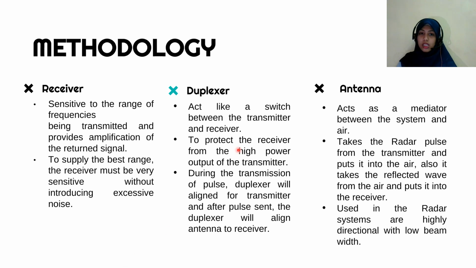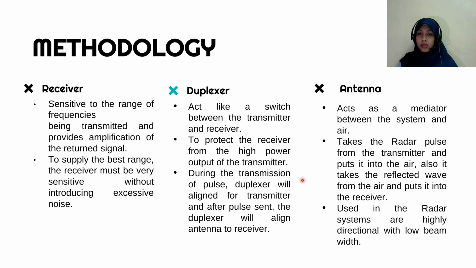The next one is the duplexer. The duplexer acts like a switch between the transmitter and receiver. It is used to protect the receiver from the high power output of the transmitter. During the transmission of a pulse, the duplexer will align the antenna to the transmitter, and after the pulse is sent, the duplexer will align the antenna to the receiver.